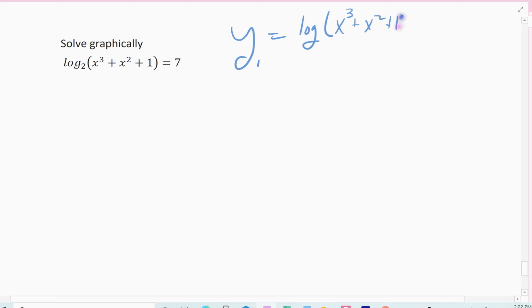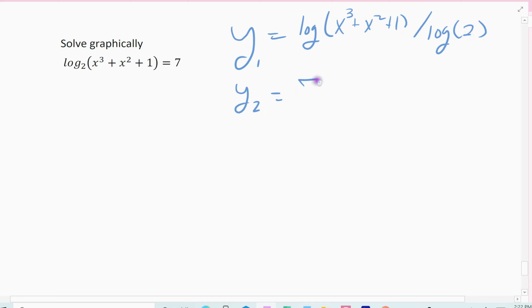So I want to solve log base 2 of x cubed plus x squared plus 1 equals 7 graphically. And so what we're going to do is we're going to graph each side of that. And so on your graphing calculator, you're going to let y1 be the log side. So if your calculator allows you to type in log base 2, you can. I'm going to switch it to the log base 10 using my change of base. So log base 10 of x cubed plus x squared plus 1, divide by log base 10 of 2, right, the base.